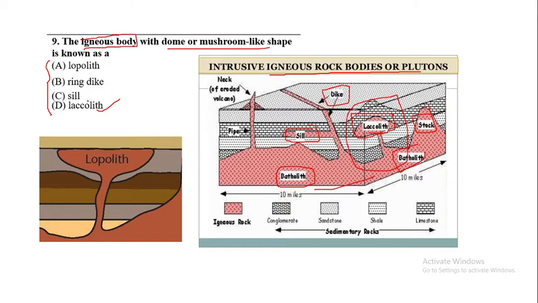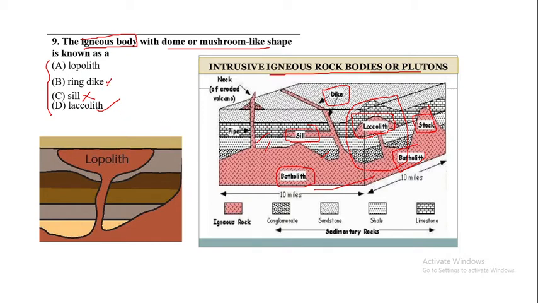Then what is a sill? Here you can see the sill. In this figure you can see conglomerate, then sandstone and shale, then limestone and shale. In between these layers there is a tabular sheet intrusion. Such tabular intrusions between various layers are known as sill.